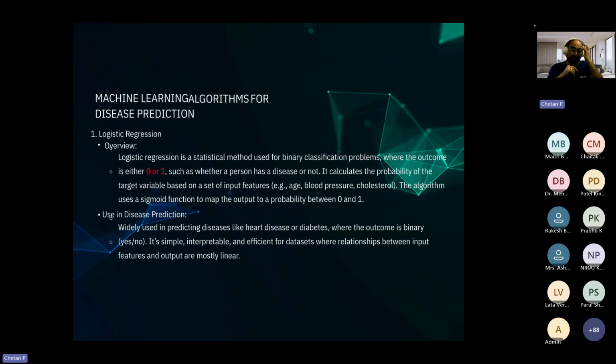Like features, that means, let's say, age and cholesterol. Suppose these two features are collinear: one increases, and the other also increases by some points. So if you find any such collinearity in your input features, in such cases you should not use logistic regression.